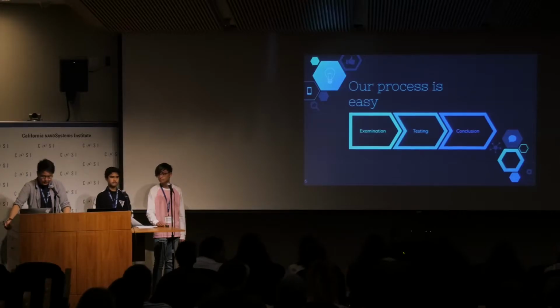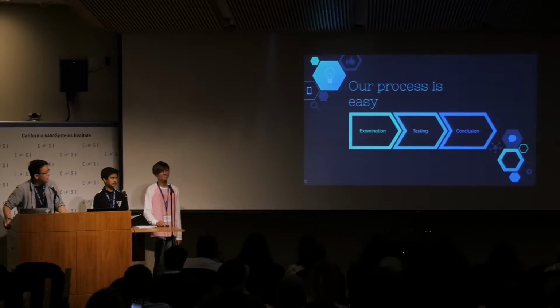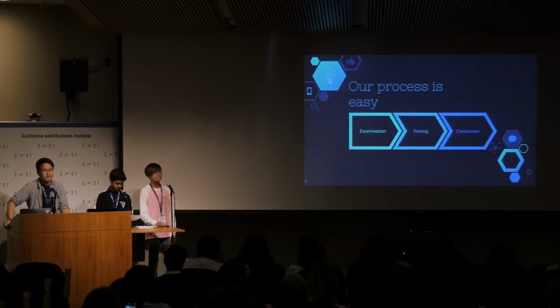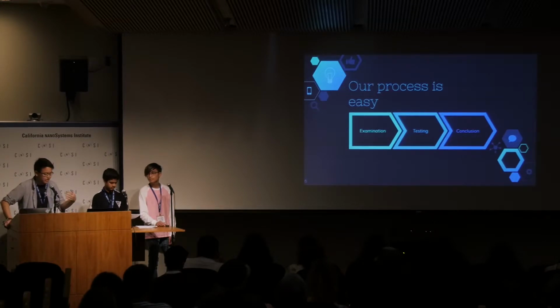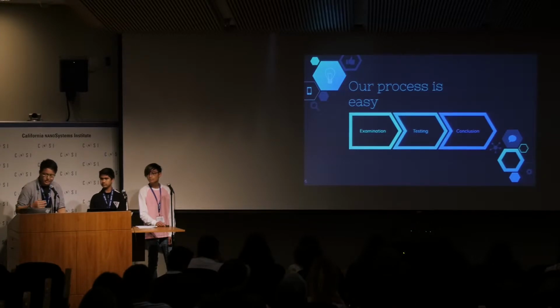So our process is complicated but simple in a way. We have this three-step plan: examination, testing, and conclusion. For examination, I'm not going to go into great detail, as we're going to explain it further in the later slides. Basically, we're going to be creating some samples, then move on to testing these samples, and then finally we will be finalizing the results.